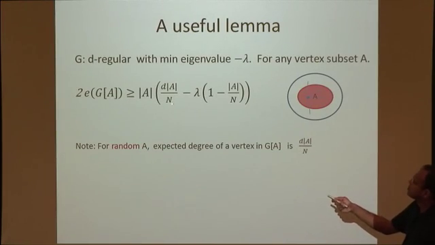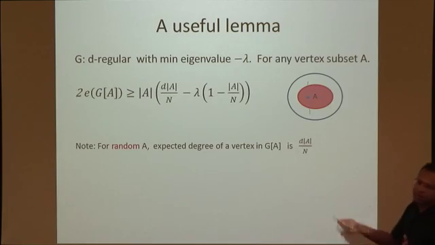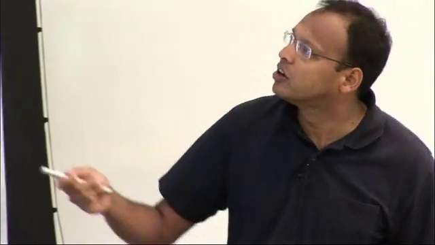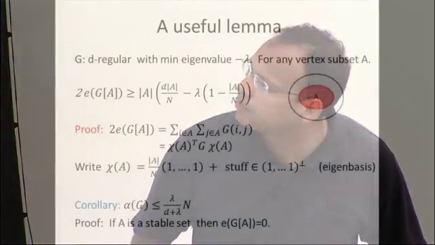So basically what this theorem is saying is that twice the number of edges, or the sum of degrees, is essentially what you would expect for a random set, minus some error term which depends on how your minimum eigenvalue looks. So if this was much smaller compared to D, then every set behaves like a random set.